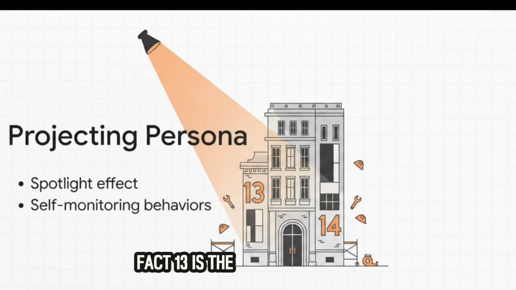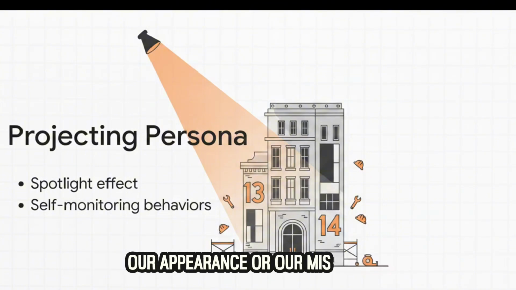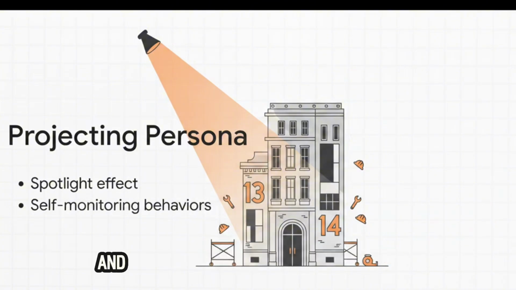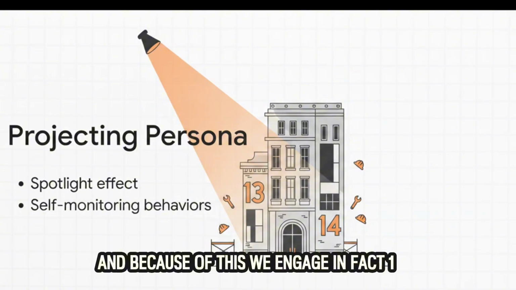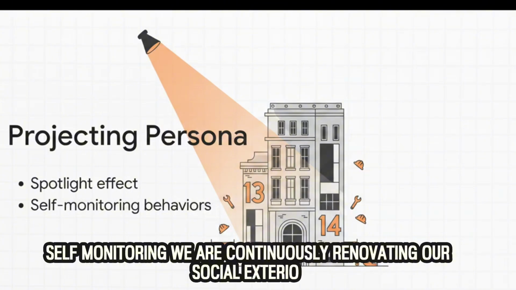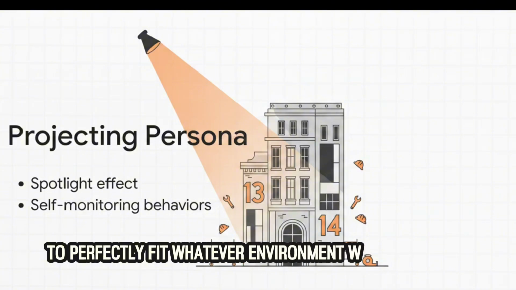Fact 13 is the spotlight effect. It's our tendency to vastly overestimate how much people actually notice our flaws, our appearance, or our mistakes. We constantly feel like a spotlight is shining directly on our facade. And because of this, we engage in fact 14, self-monitoring. We are continuously renovating our social exterior, tweaking our behavior, our speech, and our reactions to perfectly fit whatever environment we happen to be in.